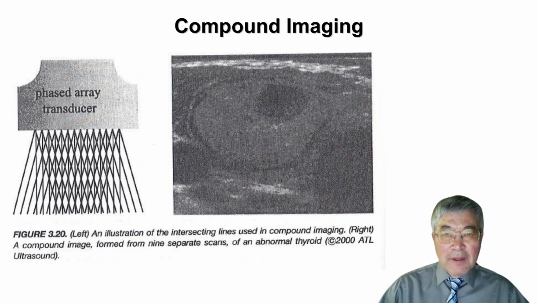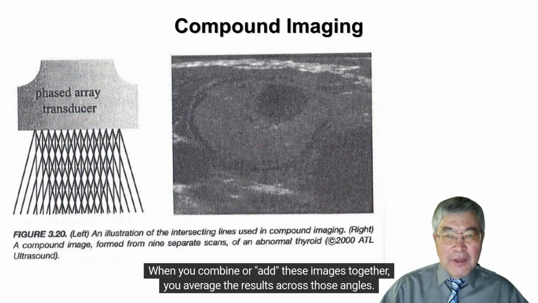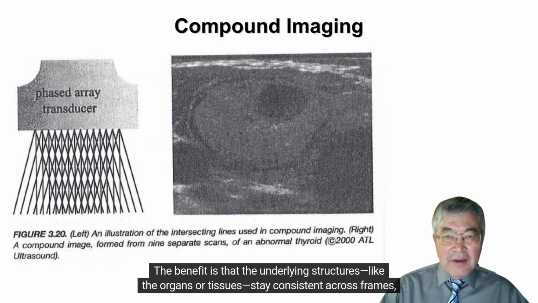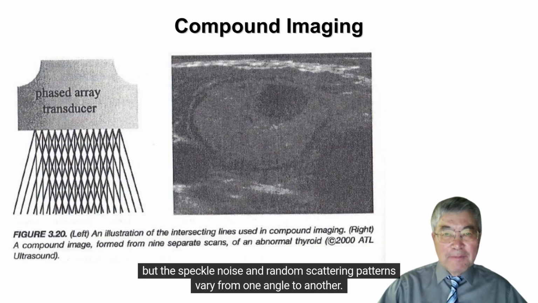Then, you slightly change the beam angle and sweep across again, this time pointing the beams toward the right side. What you get are multiple images of the same region, each captured from a different angle. When you combine or add these images together, you average the results across those angles. The benefit is that the underlying structures, like the organs or tissues, stay consistent across frames, but the speckle noise and random scattering patterns vary from one angle to another.